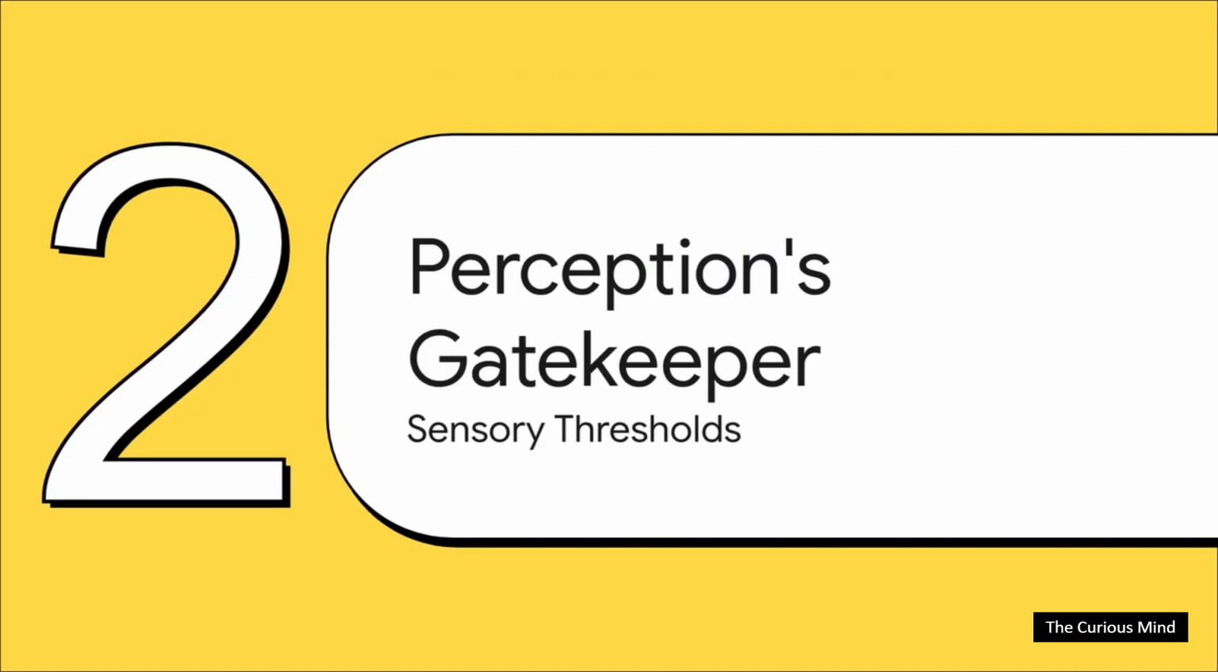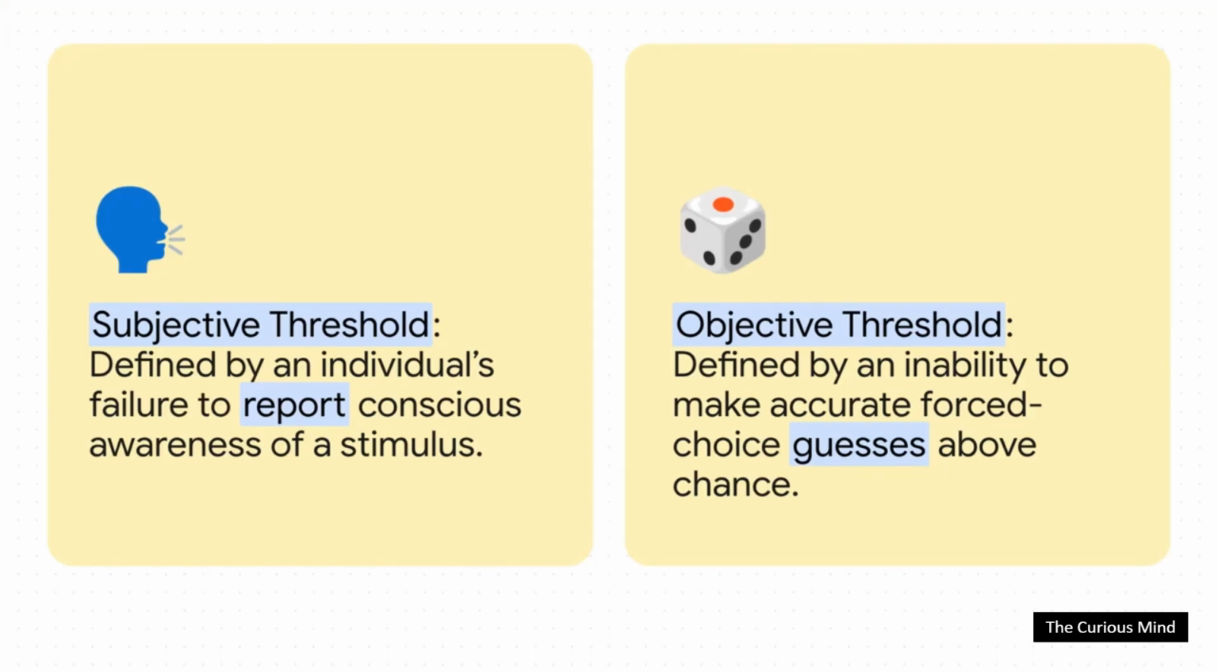Okay, so if we're not perceiving everything all at once, that leads to a big question, right? What's the gatekeeper? What decides what gets in and what stays out? Well, the answer is something called sensory thresholds. Think of it as the minimum volume needed for you to even notice a sound is playing. Now, to get really nerdy about it, psychologists actually have two ways to measure this. There's the subjective threshold, which is exactly what it sounds like. It's the point where you say, yep, I can't hear that anymore. But then there's the objective threshold, and this one is way stricter. This is the point where you can't even guess what the stimulus is any better than just random chance. And this shows this amazing gap between what our brain is secretly processing and what we're actually consciously aware of.